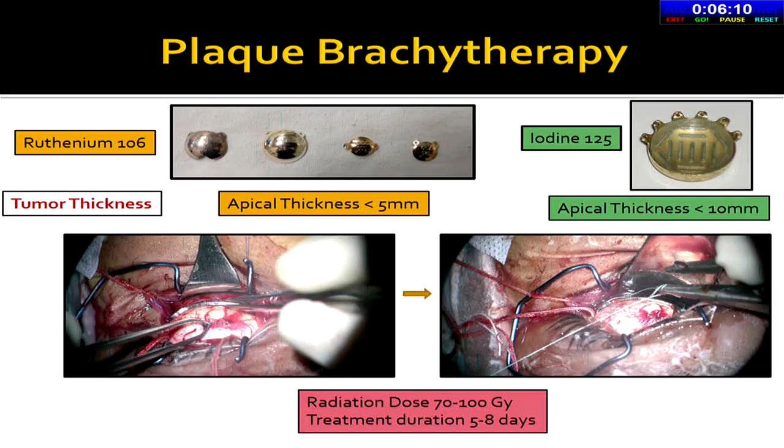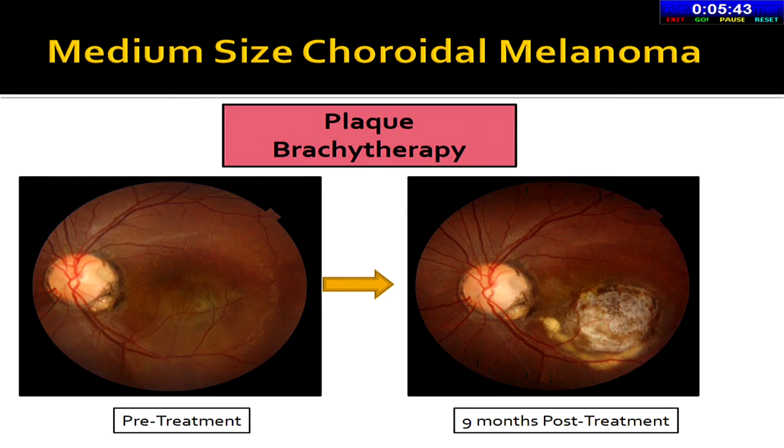Plaque brachytherapy is one of the most common modalities which we usually use now. Either you can use ruthenium-106 or iodine-125. For ruthenium-106, the apical thickness is less than 5 millimeters, and for iodine, it should be less than 10 millimeters. Once you identify the location, you can place a plaque with a radiation dose around 70 to 100 gray, and the treatment duration will be around 5 to 8 days. So this is the result of one case at 9 months post plaque brachytherapy.